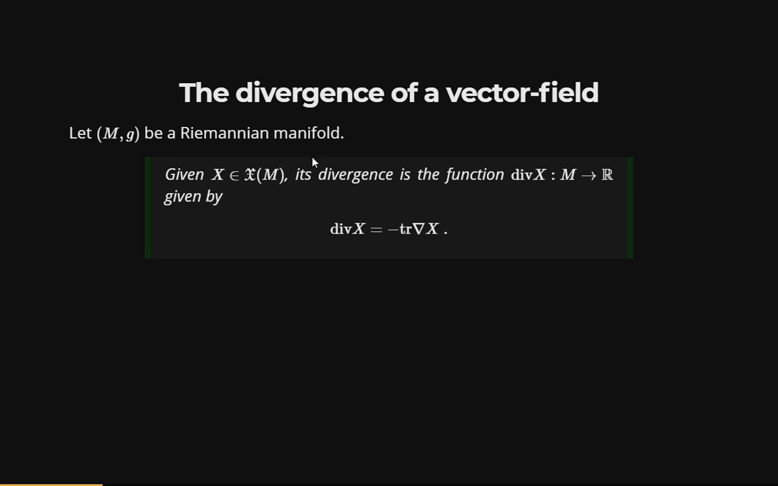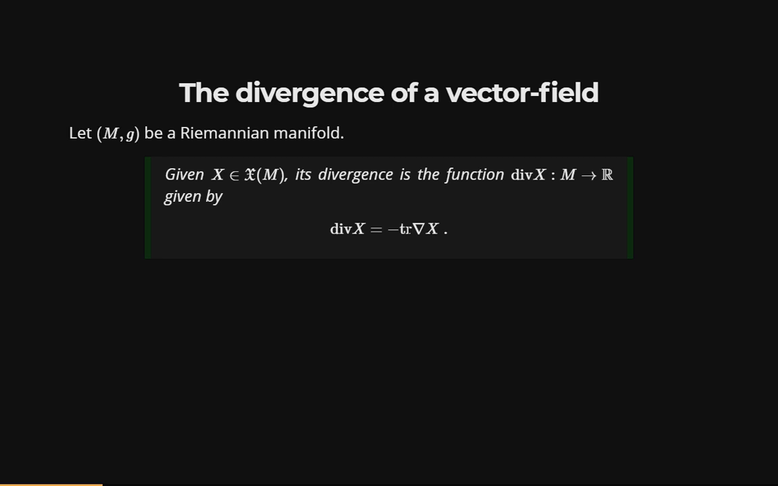or at least without a connection. But then again, let us consider a Riemannian manifold. Given a vector field, its divergence is the function div X from M to R given by minus the trace of the covariant derivative of X.